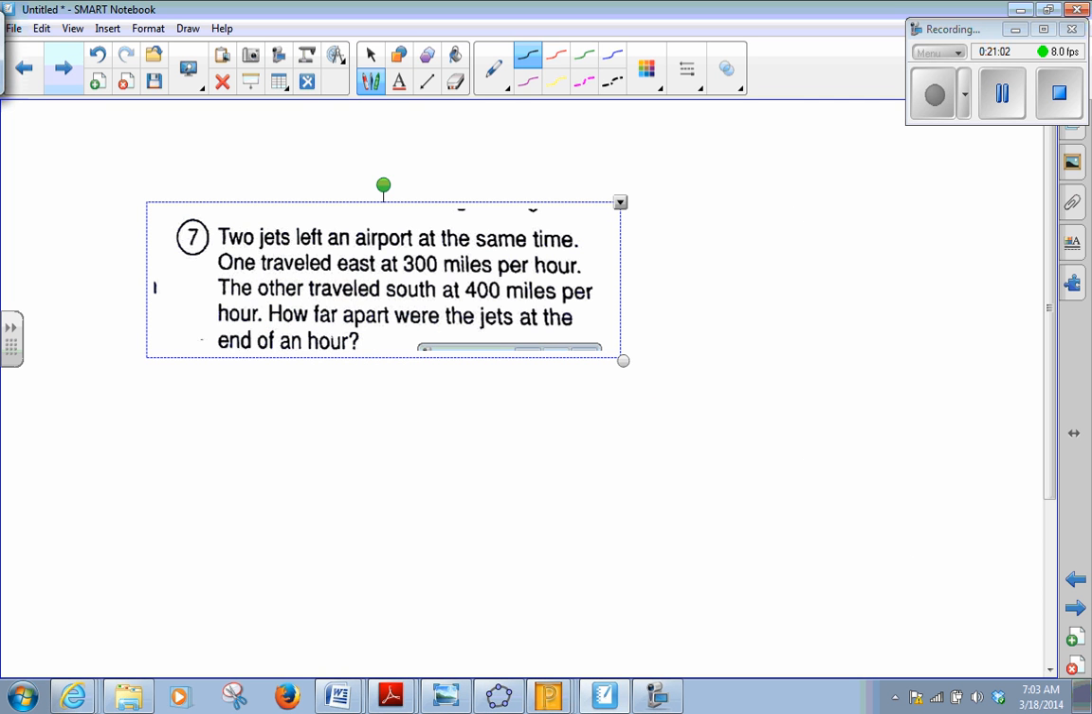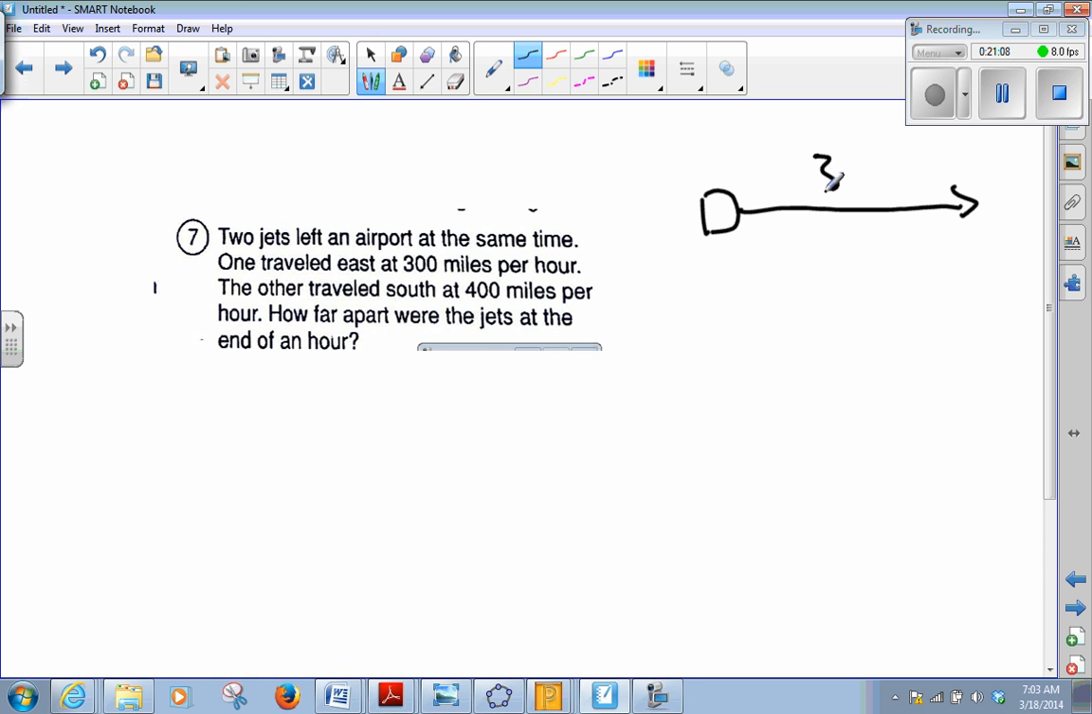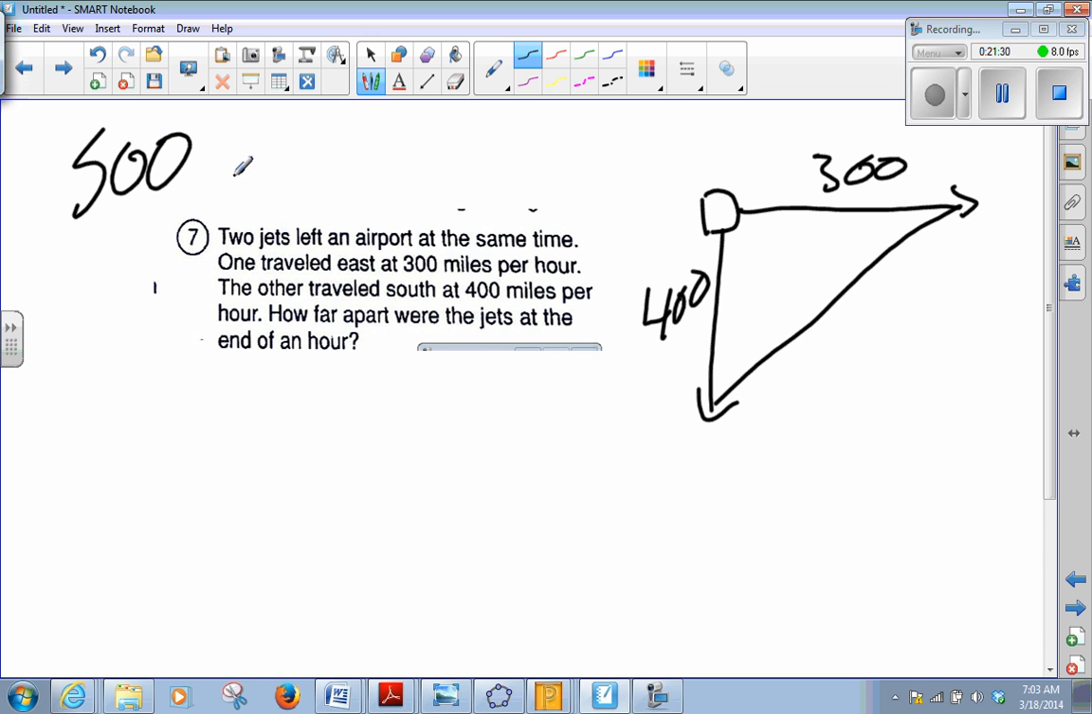Last but not least, two jets leave the airport, so we're going to call this the airport, at the same time. One traveled east at 300 miles per hour. The other one traveled south at 400 miles per hour. How far apart were the jets at the end of the hour? So we're basically looking for this distance right here, because if they both started out here, one went east, which is that way, one went south, which is that way. By the end of that hour, how far were they apart? You should have gotten 500 for your answer. If you didn't get it, let's see why.